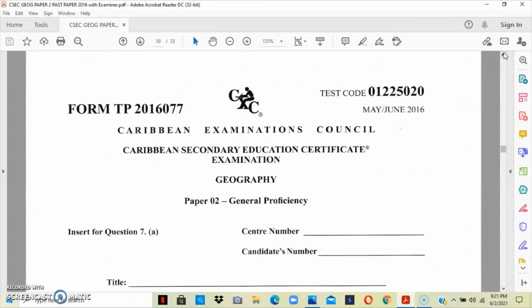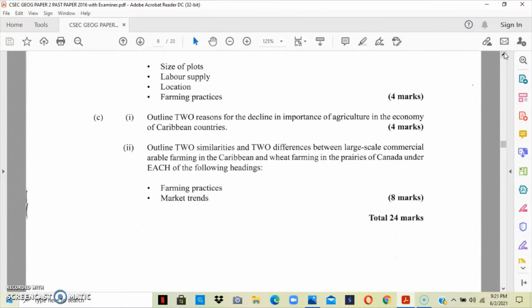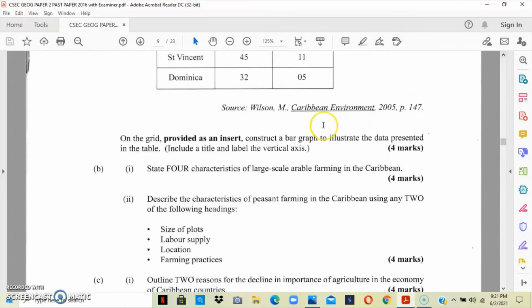So your question instructs you to use the data shown above to construct a bar graph to illustrate the data. Good. You're to include a title and you're to label the vertical axis.